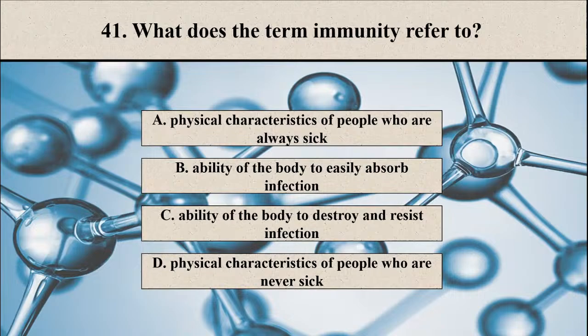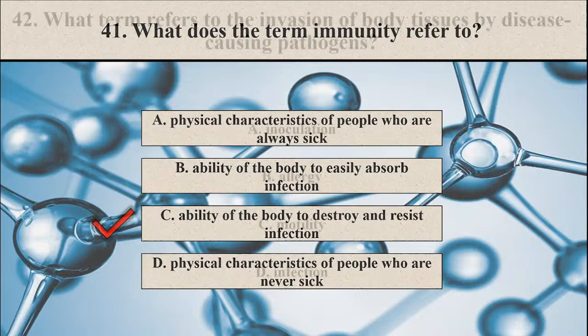What does the term immunity refer to? Physical characteristics of people who are always sick, ability of the body to easily absorb infection, ability of the body to destroy and resist infection, physical characteristics of people who are never sick. If you chose C, ability of the body to destroy and resist infection, you are correct.